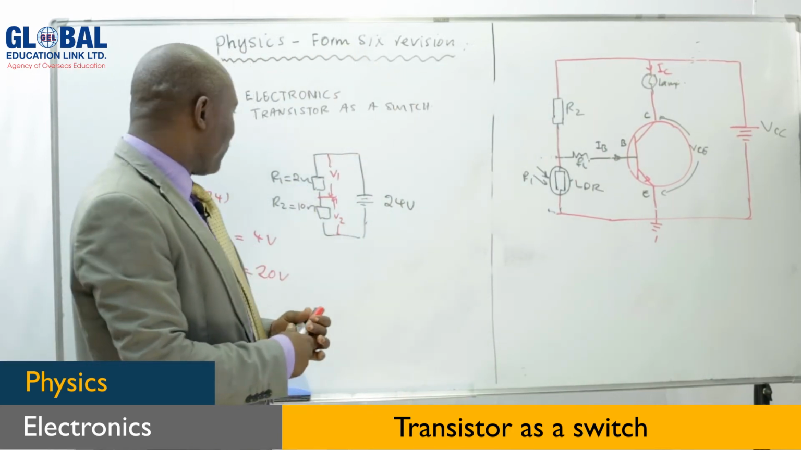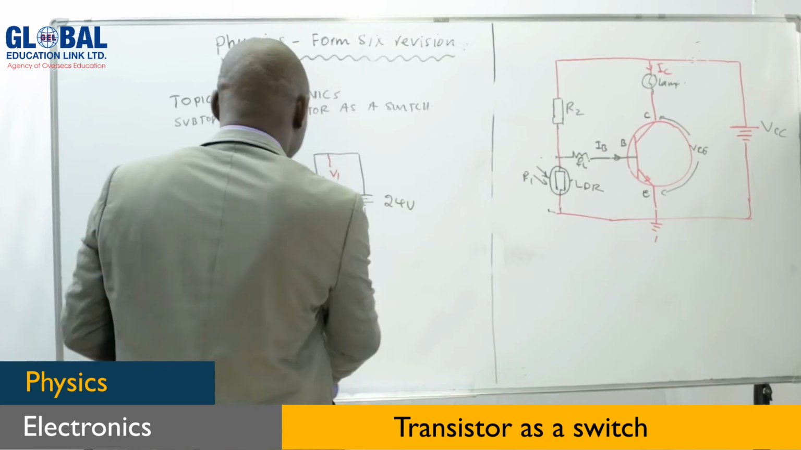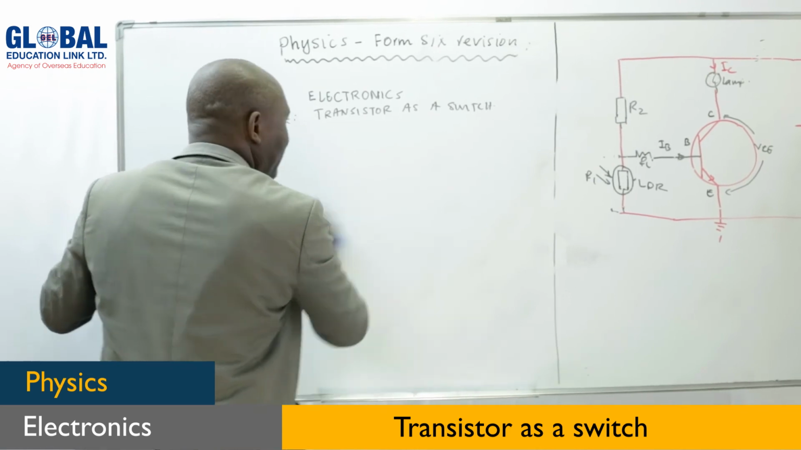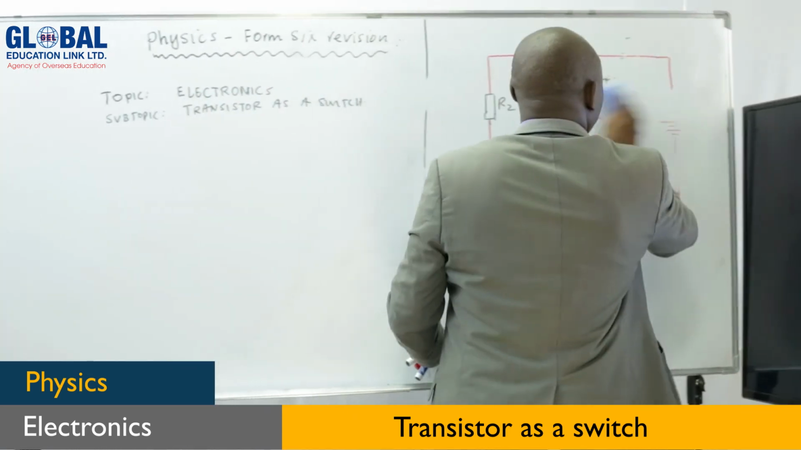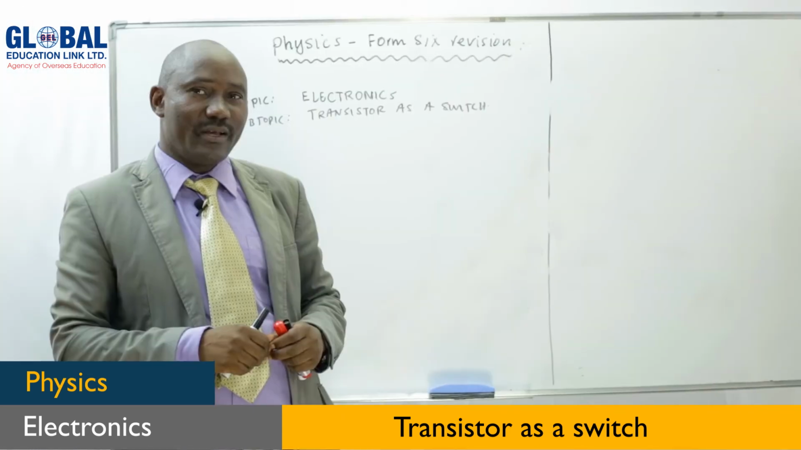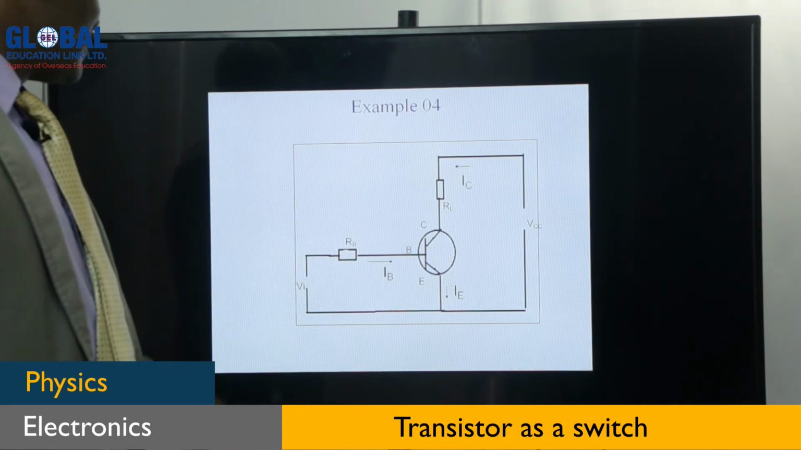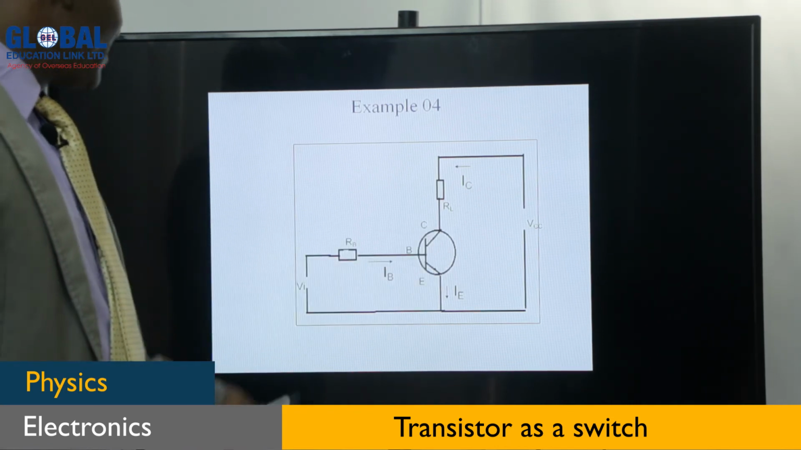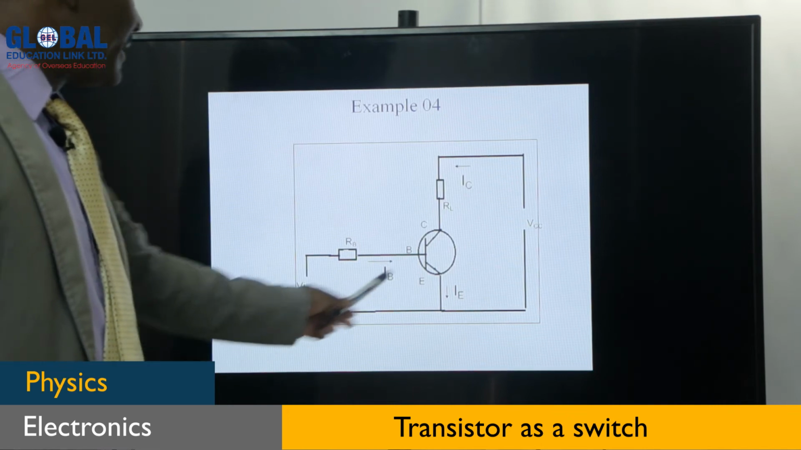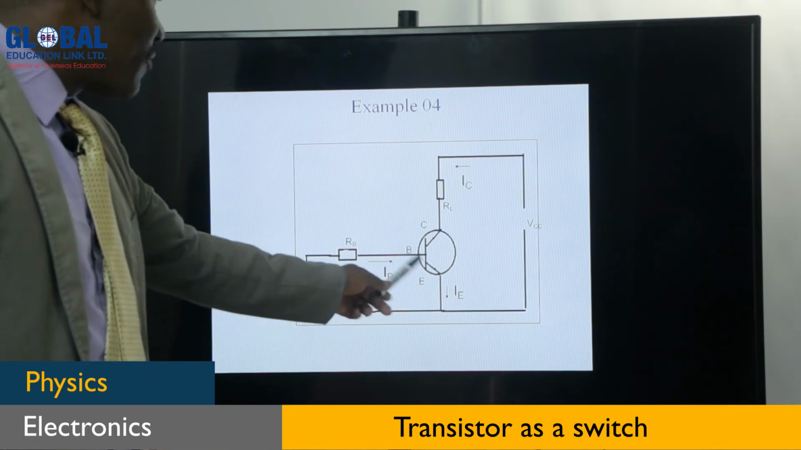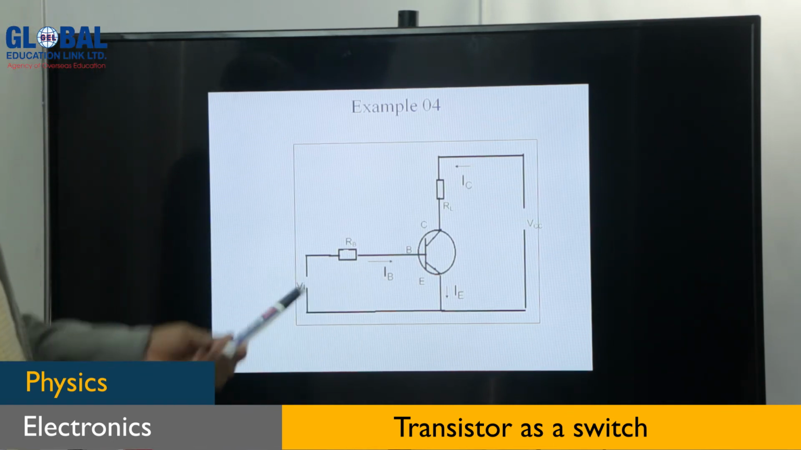Let's do example number 4. This is a follow-up on the transistor as a switch. We are given a circuit diagram. As you can see, it is an NPN transistor with the input voltage applied, the supply voltage given, and the collector current. This is in the common emitter configuration, if you remember.